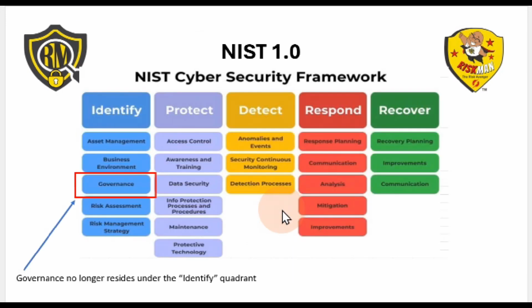So NIST 1.0, this is what the NIST 1.0 looks like, and you'll see the differences here. Governance used to sit right up under identify here, but it's no longer there. It's actually over the whole set of quadrants right here, which is where it should be, because I usually would have a challenge just trying to find out what the governance controls should be, as far as NIST goes, and I often had to use a lot of different frameworks to put that together. But this is the 1.0 framework, which I've definitely used a lot.